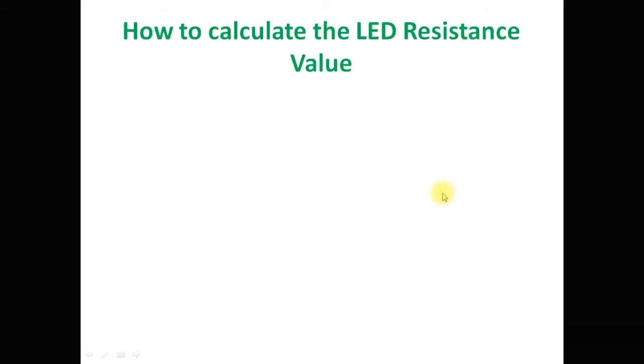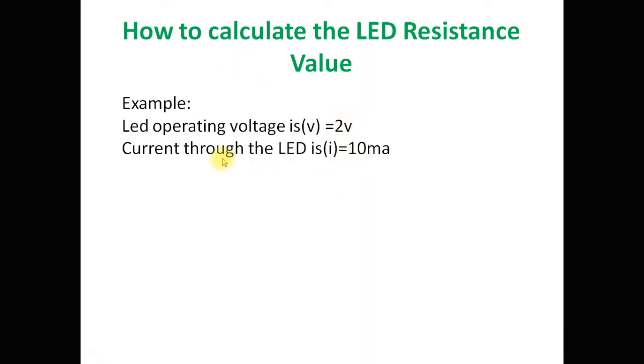So next we calculate the amount of resistance added to the LED in series. Let's take an example. My LED maximum operating voltage is 2 volts. My LED operating current is 10 milliamps.